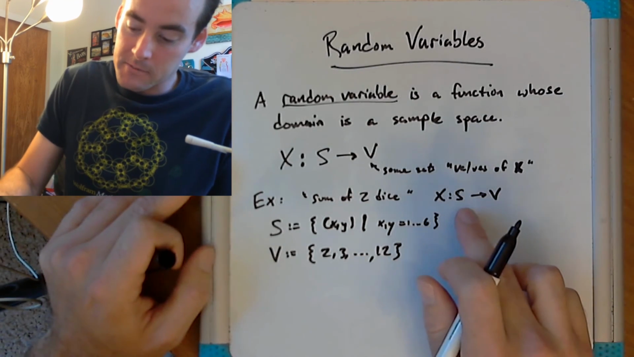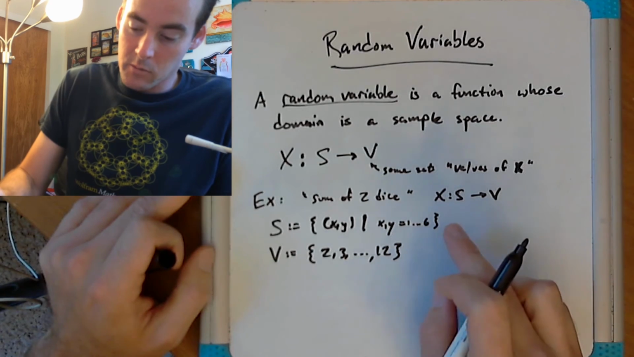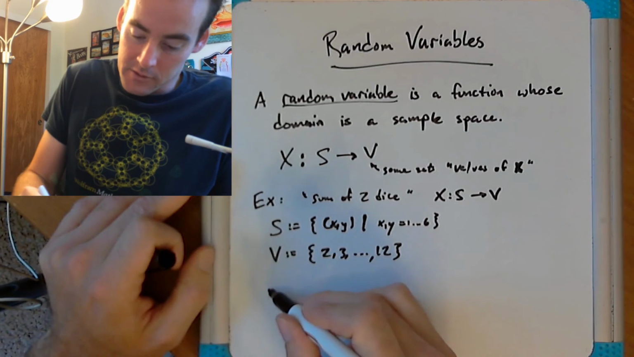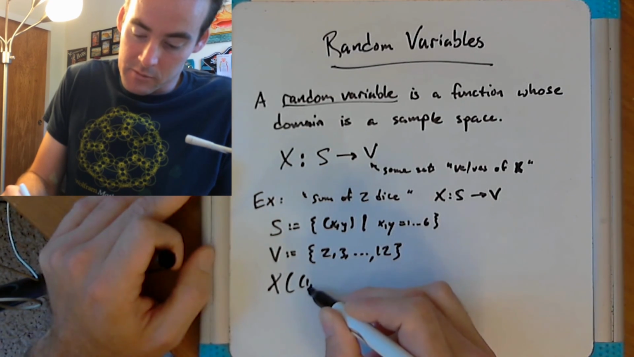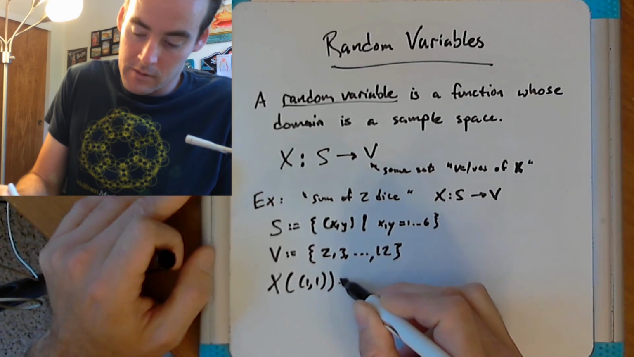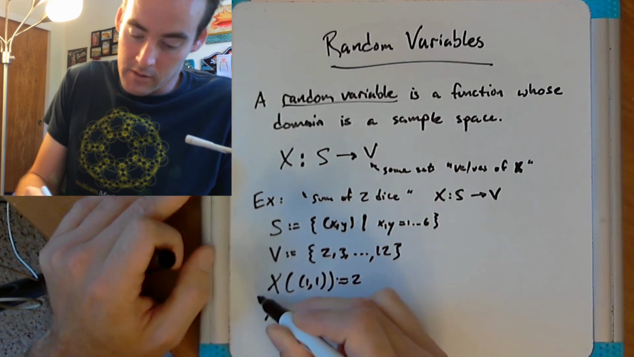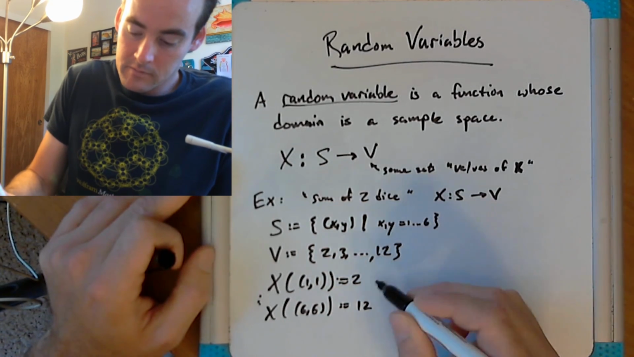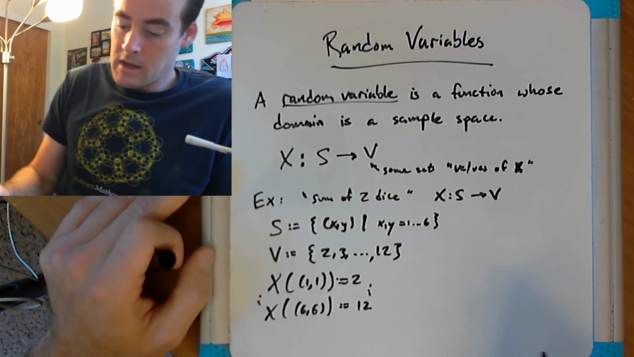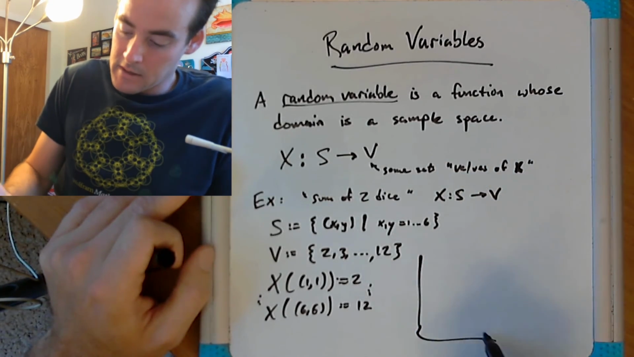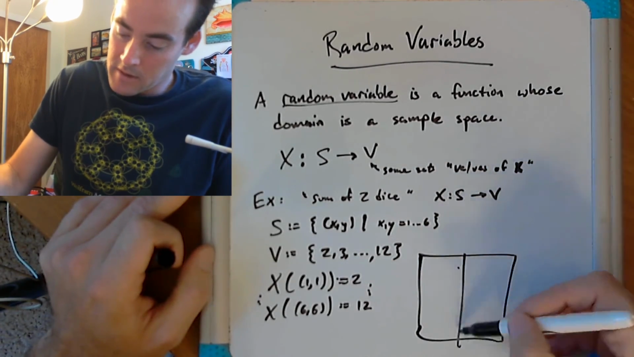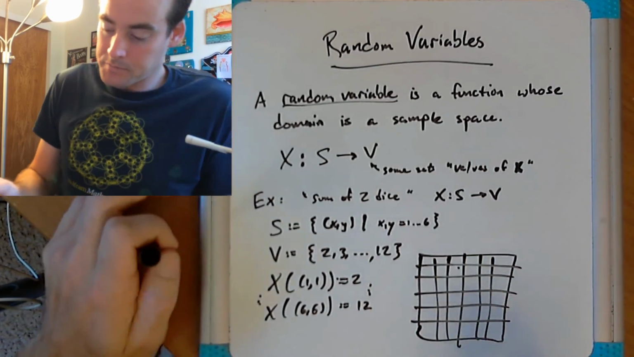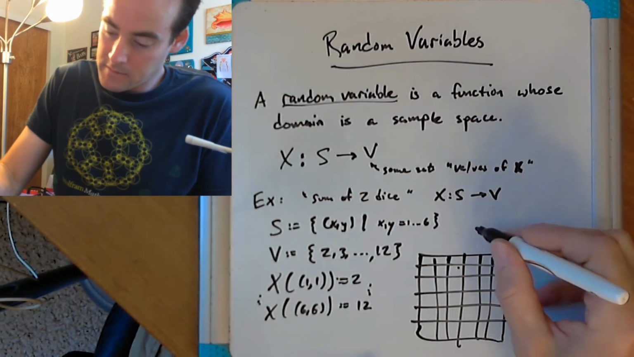And so, of course, to define this function, now that we've defined its domain and image, we need to define how it actually maps elements from its domain to its image. Not surprisingly, it maps (1, 1) to 2, and all the way up to (6, 6) to 12, and everything in between, all the other combinations. So it's kind of nice to visualize this. We can use the grid like we were using before. This is the set S.